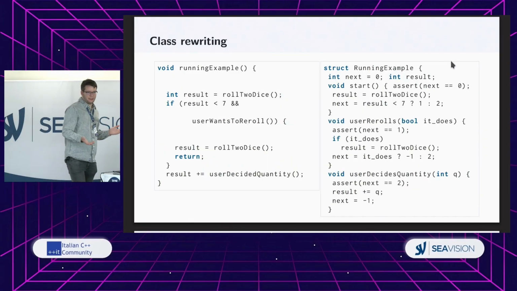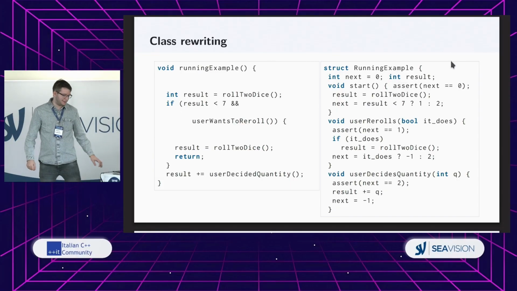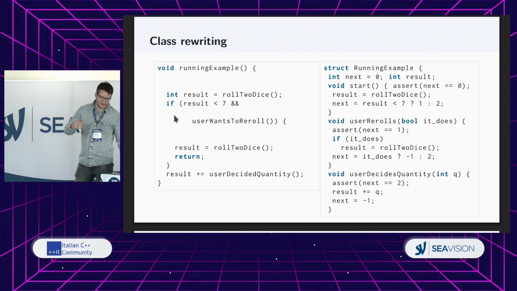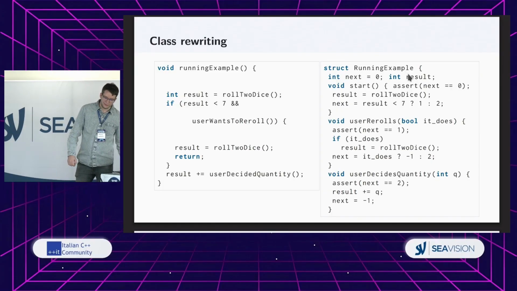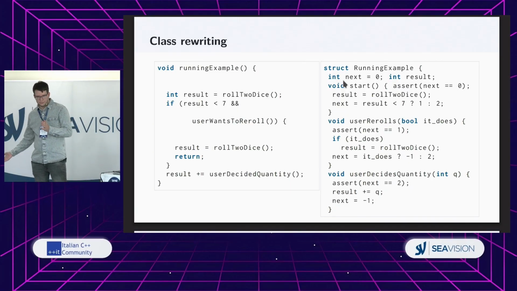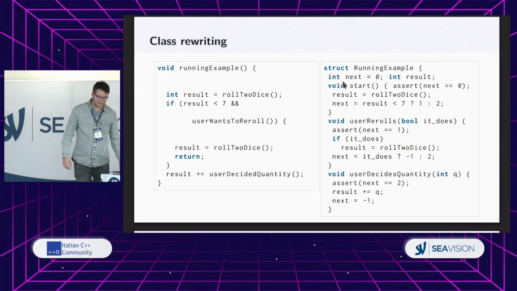Well, you say, okay, that is easy. What do you do? You rewrite the system as a class. Right? You have the function, you just extract it. On the left there is the original running example, on the right there is the same implementation written as a class. You have the variable result, which is what the user cares about. You have the start function that will start the simulation. And you have the next variable. The next variable will tell us where we want to go next. Right? When we perform start, we say, are we in state, is next equal to 0?